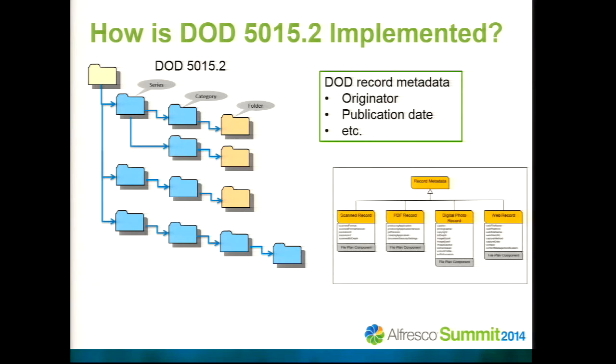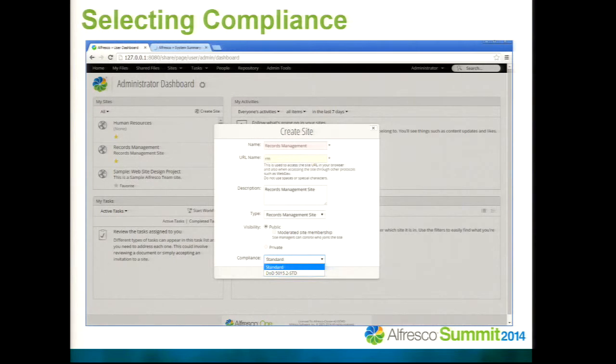In addition to that, there are sets of aspects, or pieces of metadata, that you can attach to a record as well. These are all mandated by the 5015 standard as well. So all of those things are what go into our implementation of the 5015 standard. But if you don't care about 5015, then you don't really need to have any of this stuff hanging around. So what we did is we set it up so that you can now select whether you want 5015 compliance or another kind of compliance.